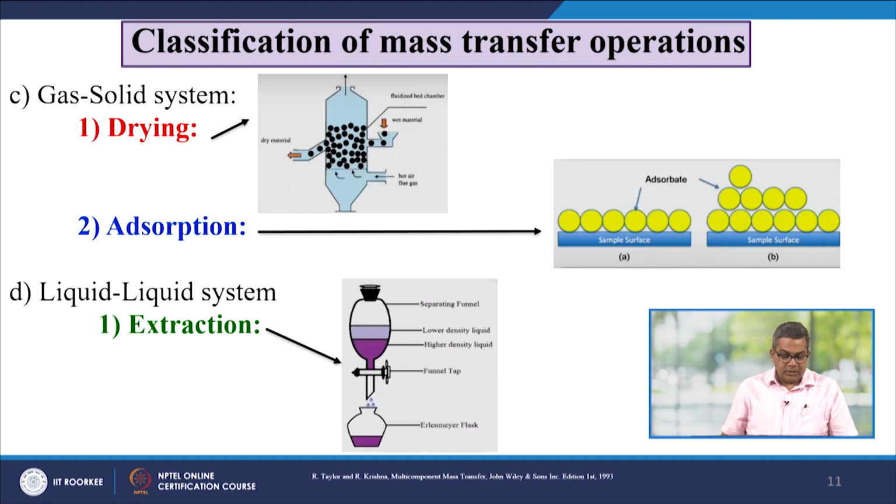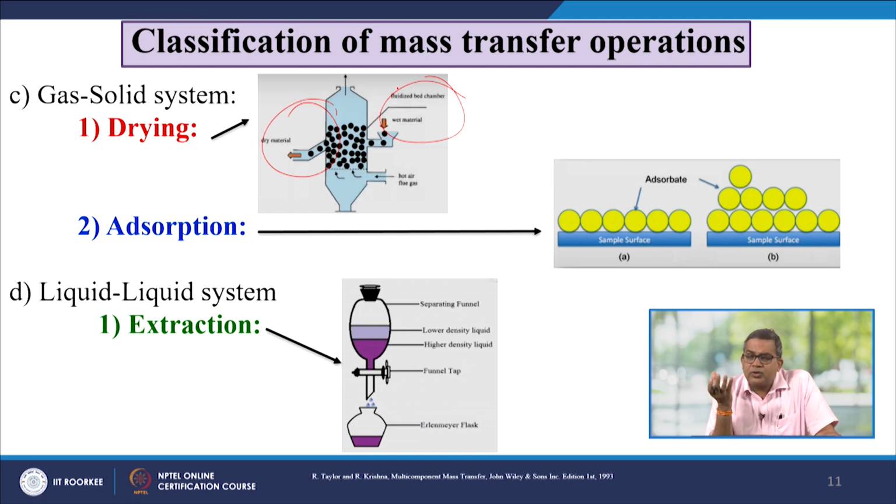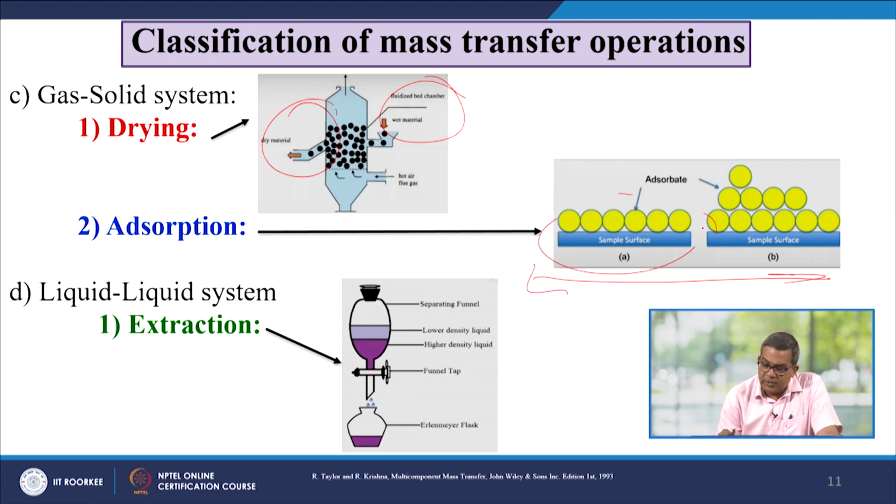Another segment is called drying. This is a type of gas-solid system. Here this is a typical dryer, and you see the dry material fluidized in the chamber, so some sort of driving force is there. Then adsorption is a very common phenomenon over a surface. This is a sample surface, over which the adsorbate is accumulated over a period of time.